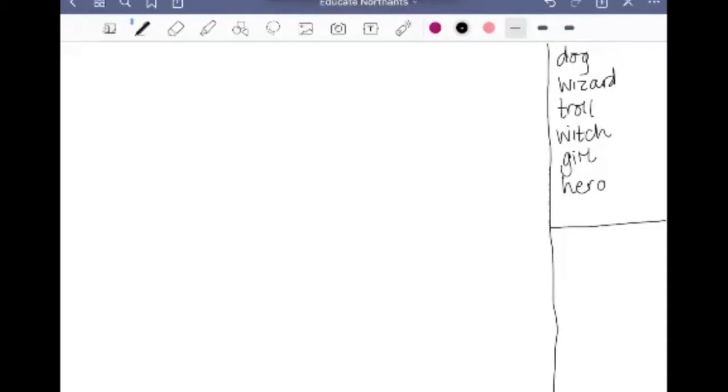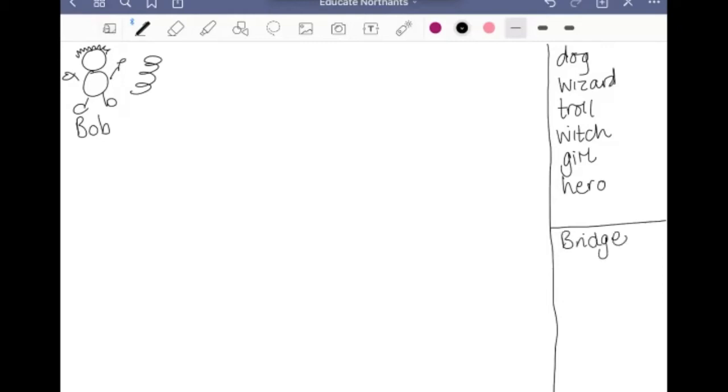So let's take the idea of a troll. Once upon a time there was a troll called, and then I'd invite the children again to come up with names for the troll. So let's call him Bob for the sake of this. So once upon a time there was a troll called Bob who lived, and like with the characters, we're now just going to generate a load of settings that we could use. So where would our troll live? So they might say he lived under a bridge, he might live in a forest or a cave or a castle. So now we've got a collection of characters and we've got a collection of settings.